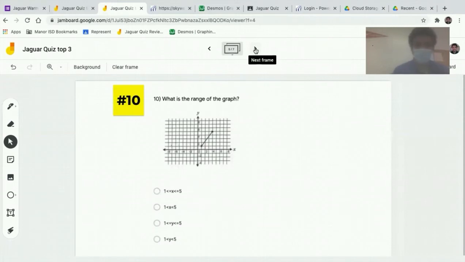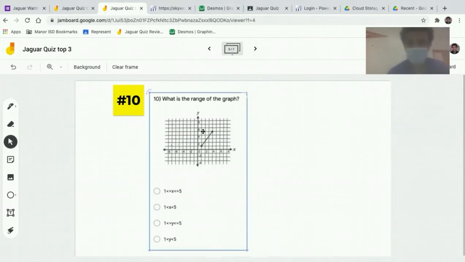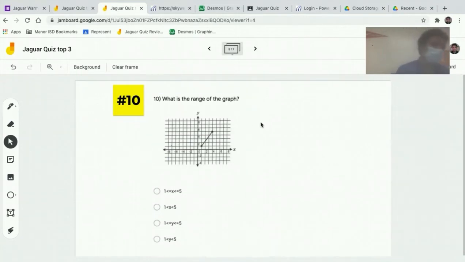Okay, so number 10, it says, what is the range of the graph? This is a review of what we did a long time ago, talking about range. So on your paper, write range is y values. So we're looking for y values for the range.